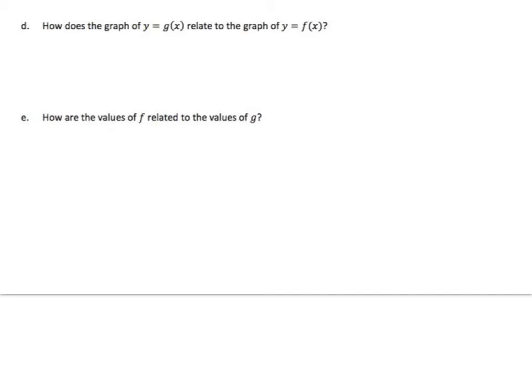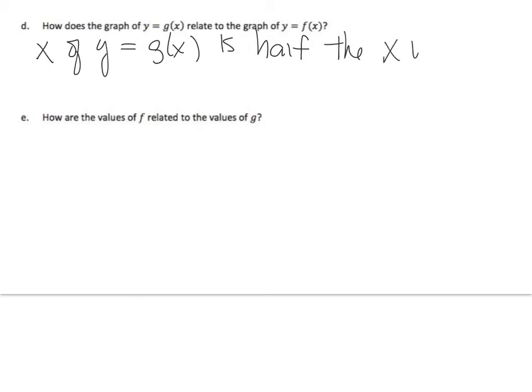There we go. So how does the graph of y equals g of x relate to the graph of y equals f of x? The x value of y equals g of x is half the x value of y equals f of x. So that would be that horizontal shrink.